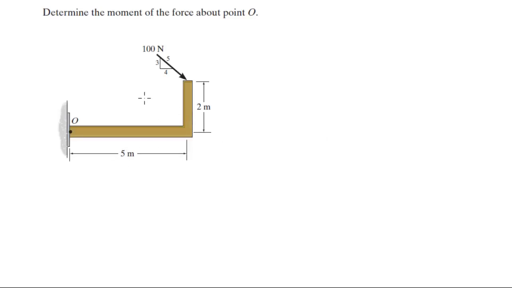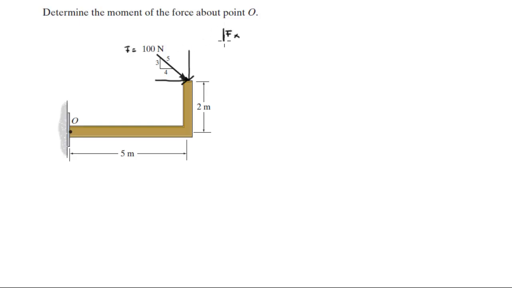Alright guys, let's do this problem that says determine the moment of the force about point O. So the first thing you gotta do is find the x and the y components of this force. This will be the x component and this will be the y component. What you want is the magnitudes, not necessarily the orientation. So let's call this force F.